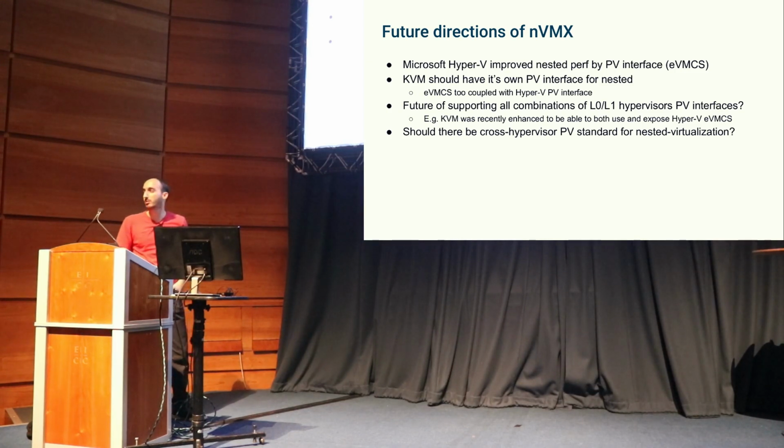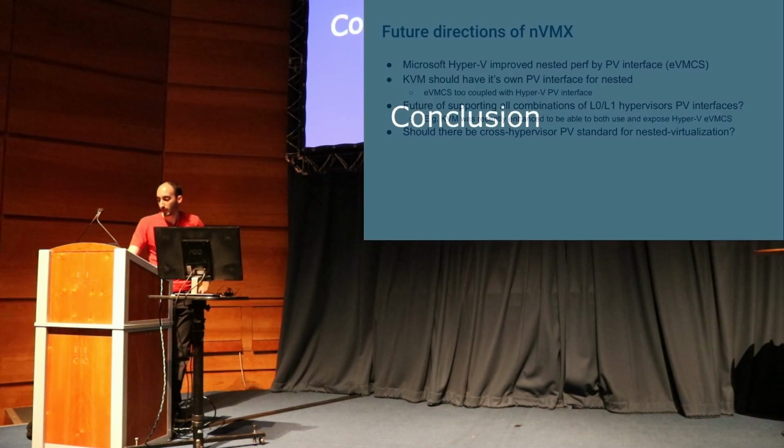So maybe we should draft a PV interface for nested which will be cross-hypervisor, which I think can be very similar to eVMCS. We just need to modify it a bit so it will be more generic. Like the address should not be specified in an assist page of Hyper-V, for example.